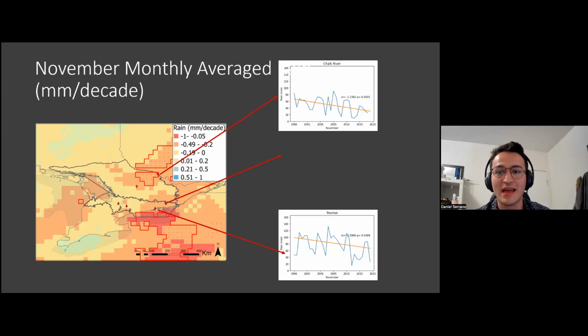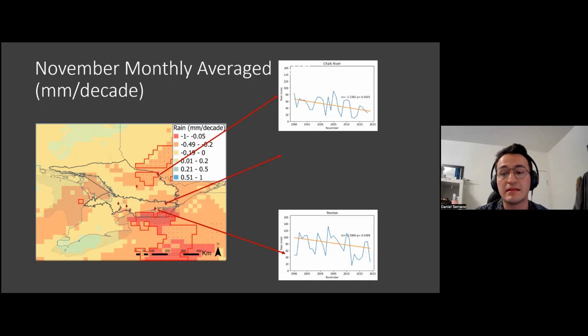So for the month of November, I should also indicate that what we're looking at here are ERA5 monthly averages of snow and rain, respectively, depending on the figure. In this case, we're looking at monthly averaged rain. And we see that for this figure, there are significant negative trends, which is indicated by the red color, and the red outline shows the significantly negative areas in the ERA5 data.